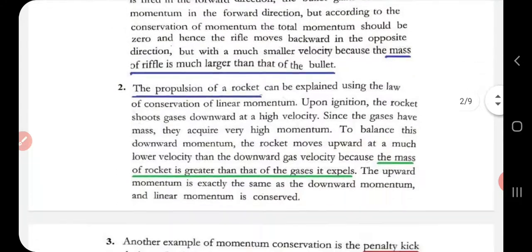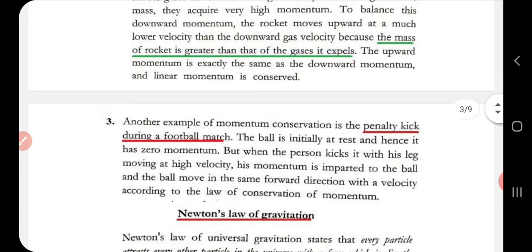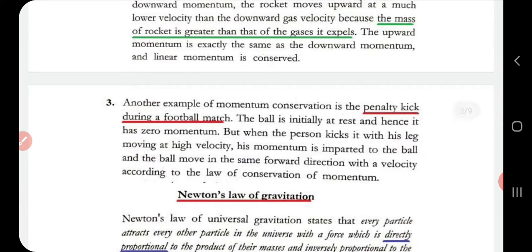So study these examples. And another simple example is a penalty kick that you might have seen during a football match. Before the kick, the ball is at rest and it will have zero momentum. But when the person kicks the ball with his leg with a high velocity, then his momentum is imparted. Imparted means given. That is, that person's momentum is given to the ball, and the ball will move in the forward direction with a velocity according to the law of conservation of momentum. So study these three examples that give evidence for the law of conservation of momentum.